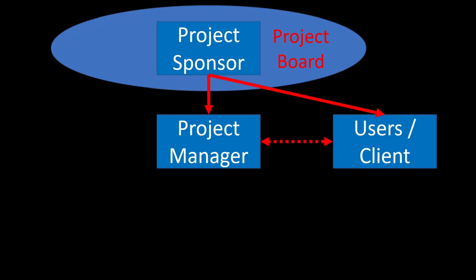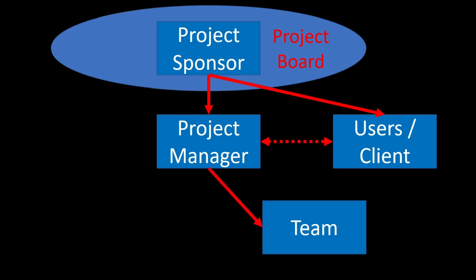Note that we have a dotted line between the project manager and the end users here. While it's not directly our job to manage the end user, we will need to liaise with them frequently to ensure the project outputs are fit for purpose and make sense in their world. Next, we have the project team. These are the people that are allocated to your team and will be responsible for completing a majority of the tasks needed to complete the overall project.